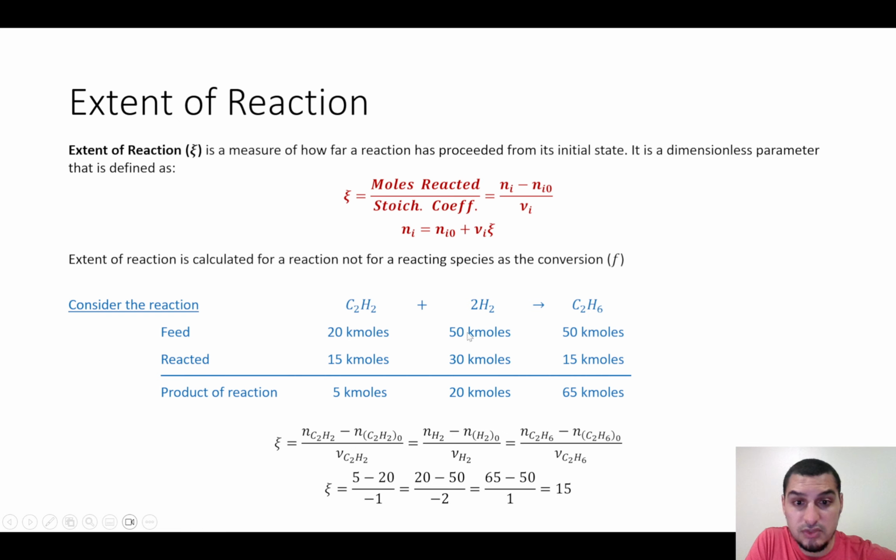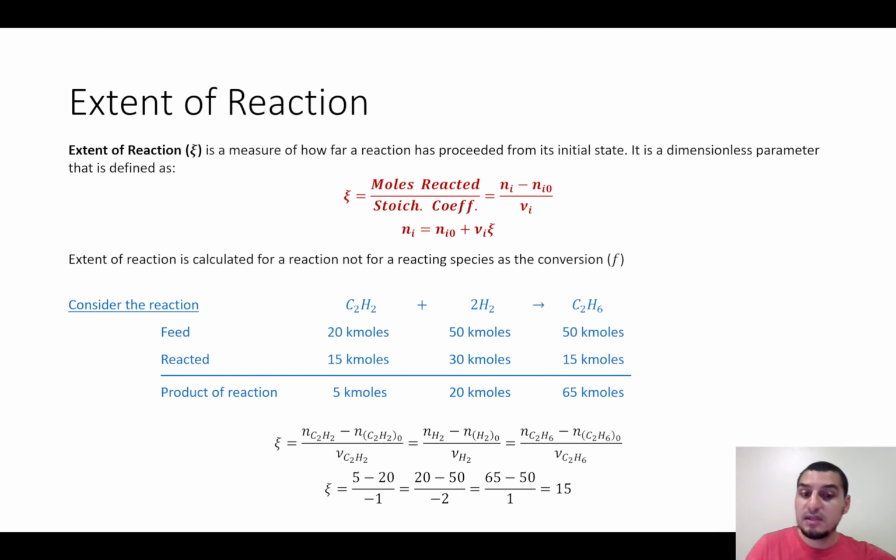Here for hydrogen, it's 20 minus 50 over negative 2. For ethane, it's 65 minus 50 over positive 1. And all of them are equal. So it's going to be 15. So this is a very good thing about the extent of reaction, that you calculate it for one component and you can use it for the rest of the components. So you calculate it once and for all, and this is going to be one of the key parameters that we use to do the mass balance calculations on reaction or reactive system.